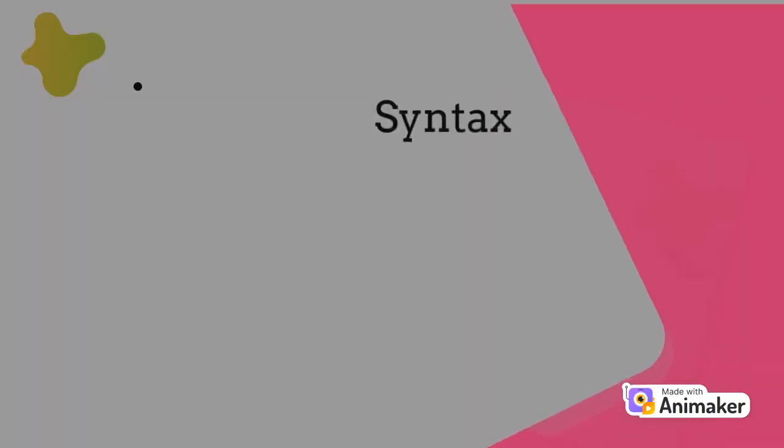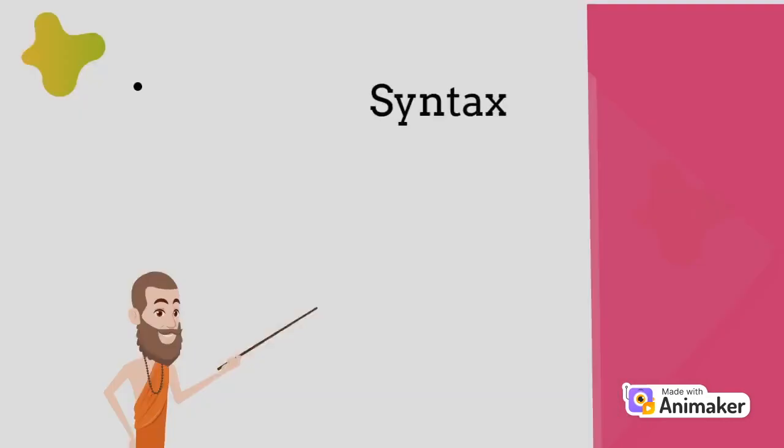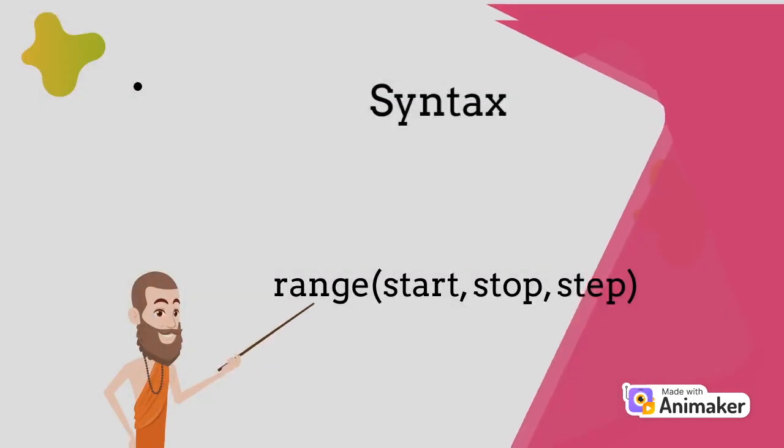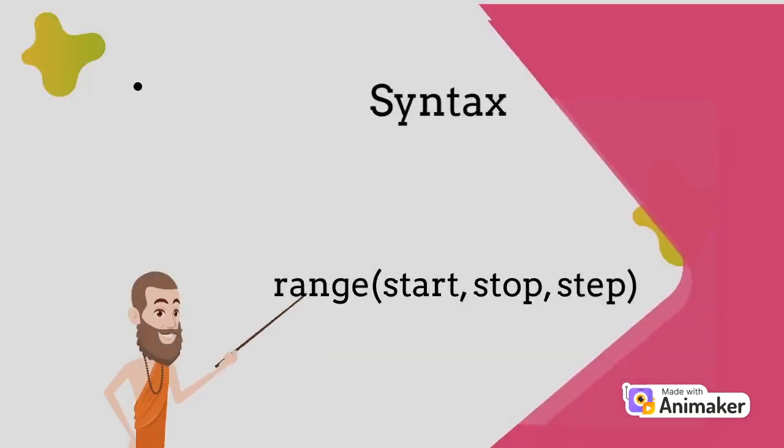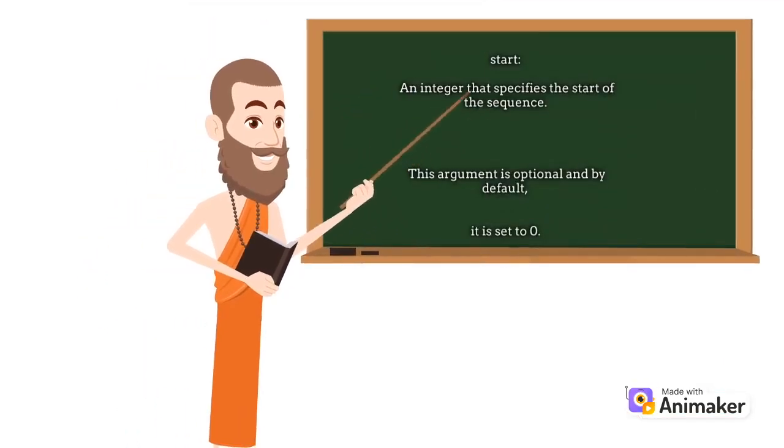Here is the syntax of range in front of you. Range has 3 parameters: start, stop, and step. The first argument is start, an integer that specifies the start of the sequence. This is optional and by default set to 0.